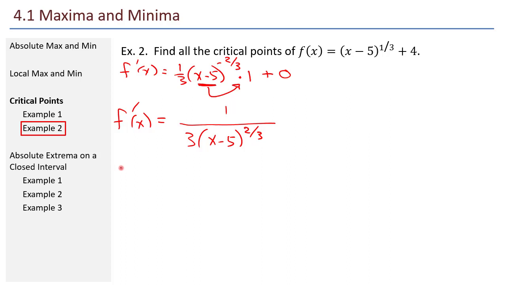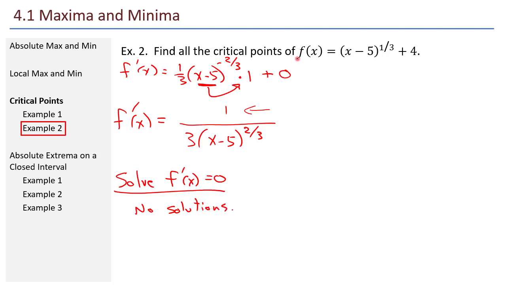So the first thing I need to figure out is, let's solve f prime of x equals 0. But look, my f prime is a fraction with 1 in the numerator. A fraction is equal to 0 exactly when the numerator is equal to 0. 1 is never equal to 0. So I don't have any values of x that are going to make f prime of x equal to 0. So I guess no solutions.